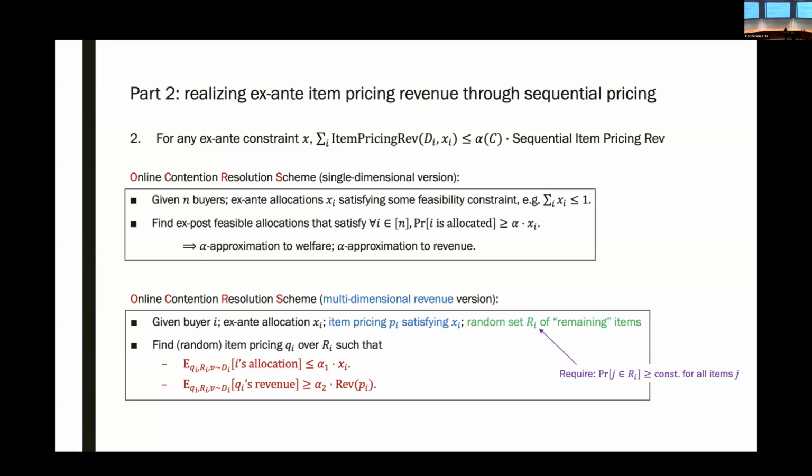Yes, bidder independence is absolutely needed to talk about the ex ante relaxation and so on. Because you do need independence between the set of remaining items and the value that's drawn. I don't know what might happen if those two are correlated. So yes, just for this lemma, you do need those two quantities to be independent.